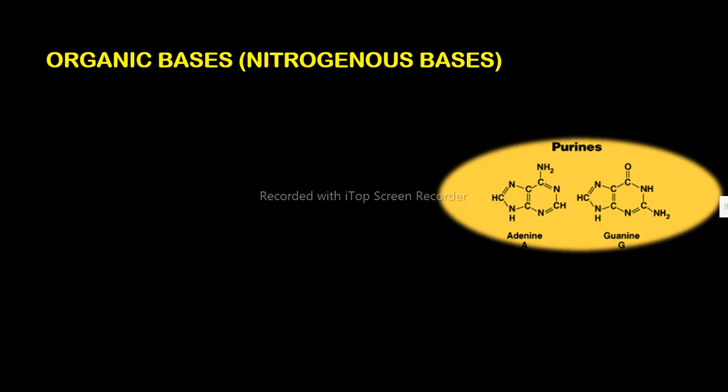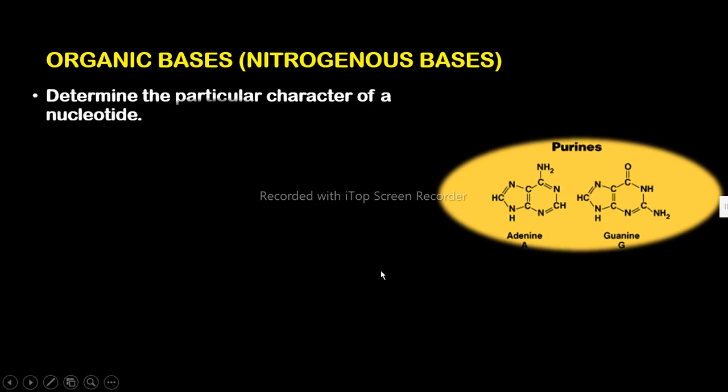Now there are those that are made up of two rings, and there are those that are made up of just a single ring. And by the way, these organic bases are the ones that are actually most important as far as determining a particular character of a nucleotide is concerned. They are the ones that make what we call a gene. Depending on their sequence, we are going to see all that, so have no worries. Depending on their sequence, it determines a given sequence of a gene.